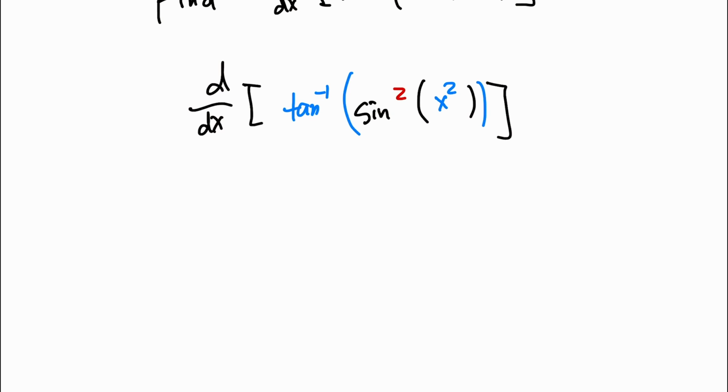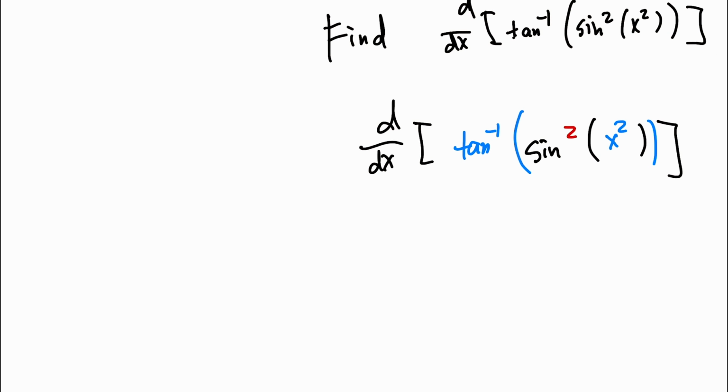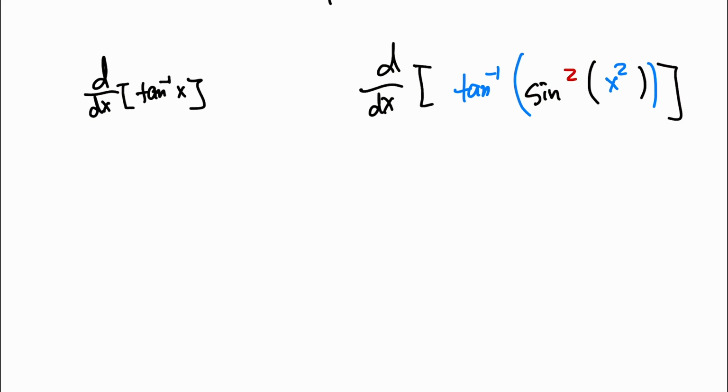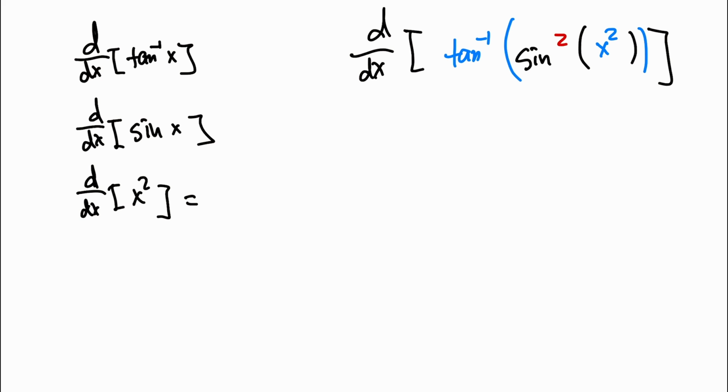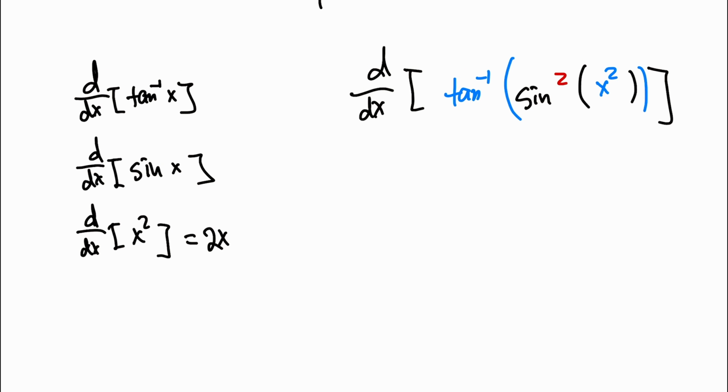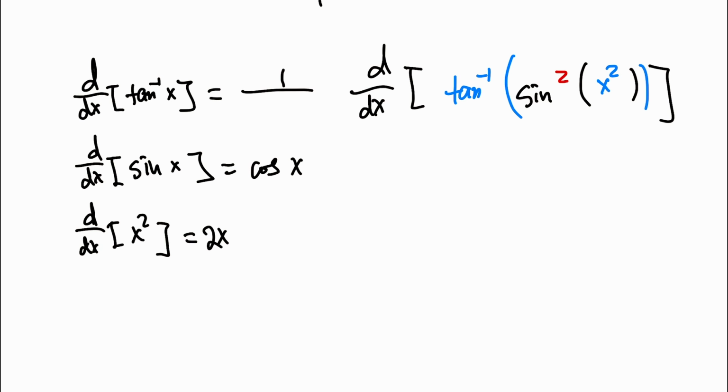Let's get started by listing out everything that we want. We want the derivative with respect to x of the inverse tangent, the derivative with respect to x of sine, and also the derivative with respect to x of x squared. Let's start with the easiest one, which is x squared. That would simply be 2x. The derivative of sine of x is pretty easy as well. That's cosine of x. And the inverse tangent, as we went over in the last video, would be equal to 1 over x squared plus 1.